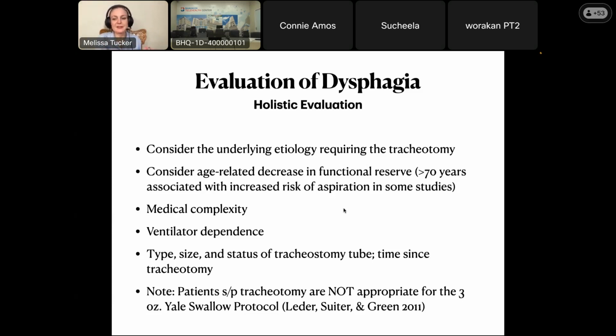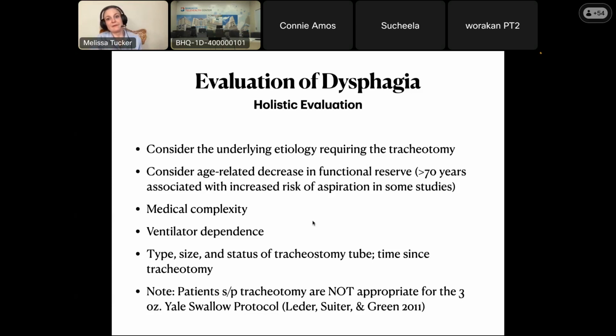A lot of facilities are using a 3-ounce water swallow screen to figure out whether patients need further evaluation of dysphagia. And this is the one patient population pretty much that screen is not at all appropriate for. Dr. Leder, Dr. Suiter, and Dr. Green, who developed the Yale Swallow protocol, have been adamant that because of the high risk for silent aspiration, again, that almost 4 out of 5 statistic we saw earlier, patients with a tracheotomy are not appropriate for a 3-ounce water swallow screen, if you all are using that at all.